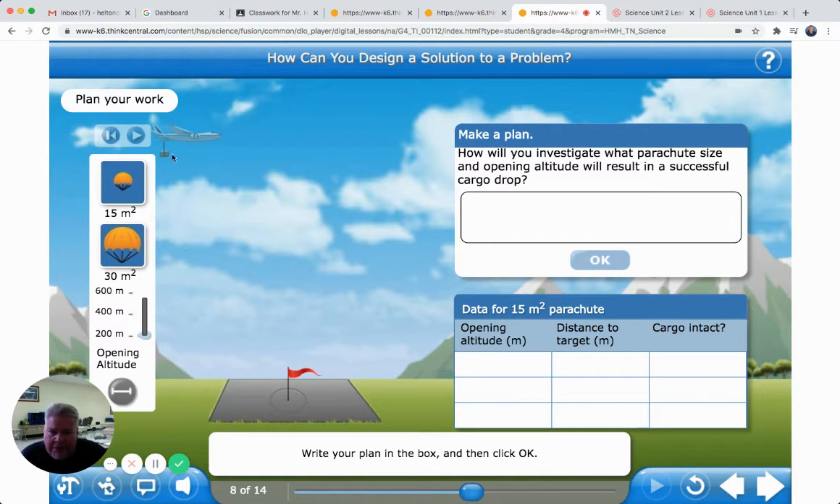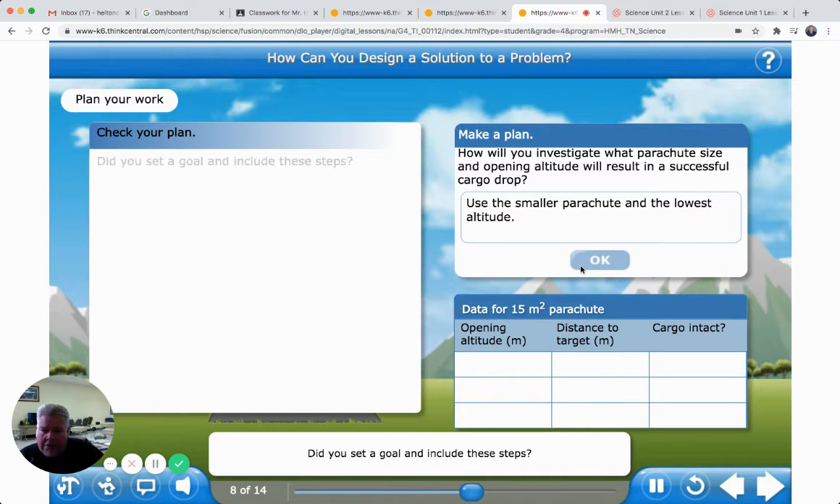All right, so I want to stay at the lowest altitude of 200 meters. I'm going to use the smaller parachute. That's my goal, because I want it to come down quickly, and I want it to be close so it doesn't drift too much. So we want it to land right here. So our plan: use the smaller parachute and the lowest altitude.